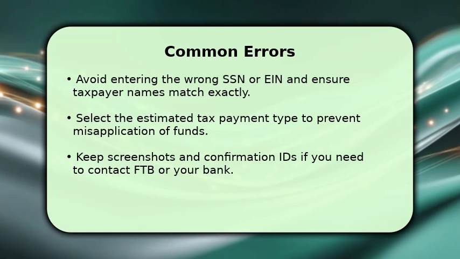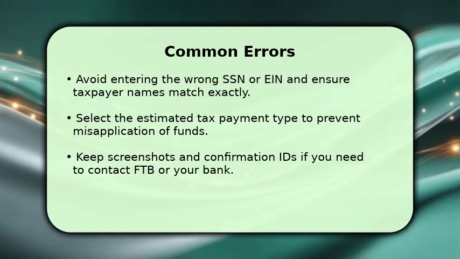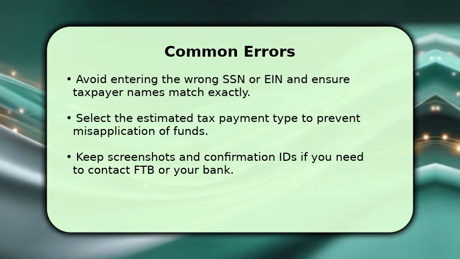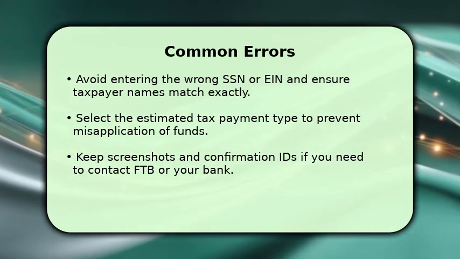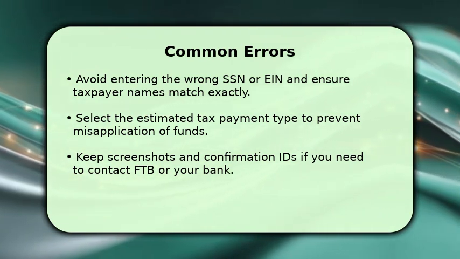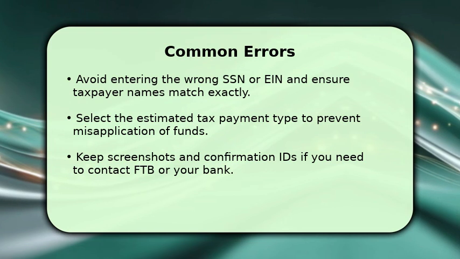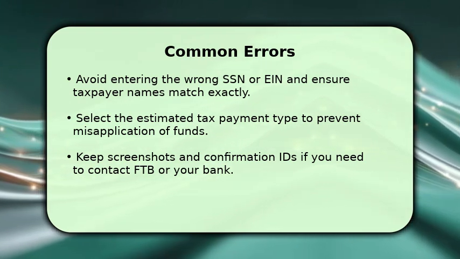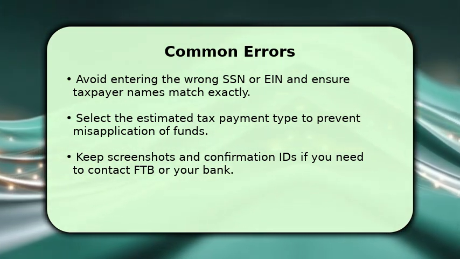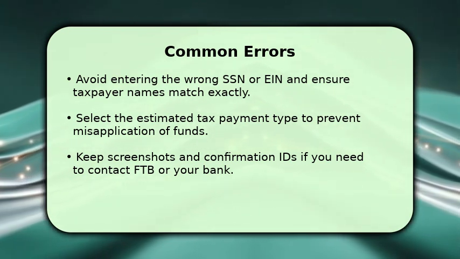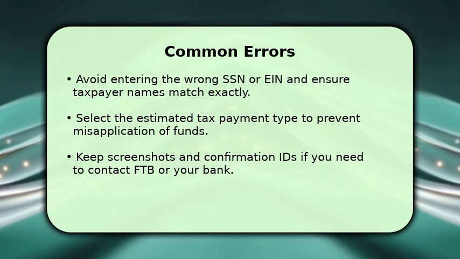Common mistakes include entering the wrong SSN or EIN, mismatching names, and forgetting to select estimated tax as the payment type. If your bank rejects a payment, check account limits and merchant codes, then retry or call your bank. For portal errors, clear browser cache, try a different browser, or use the mobile site. Contact FTB support if problems persist, and keep screenshots and confirmation ID for reference and notes.